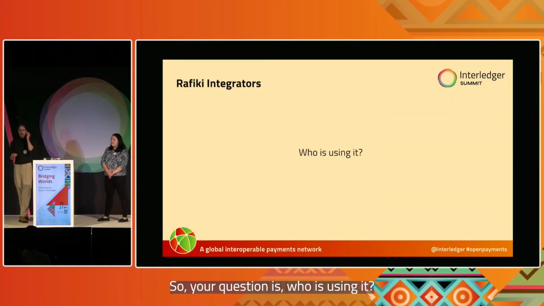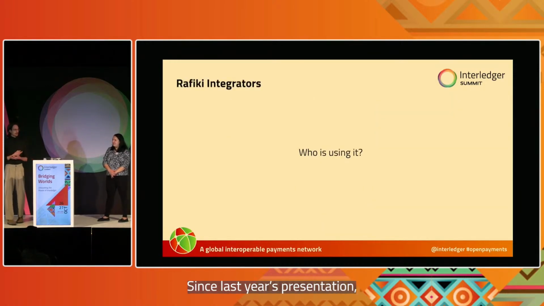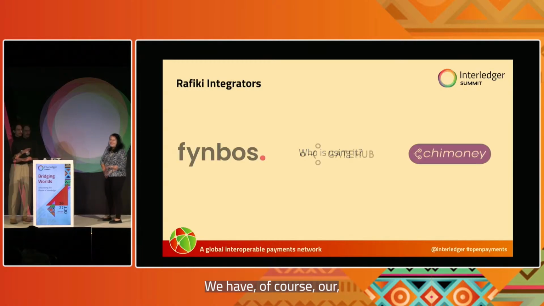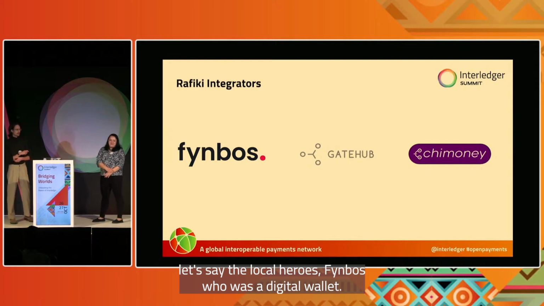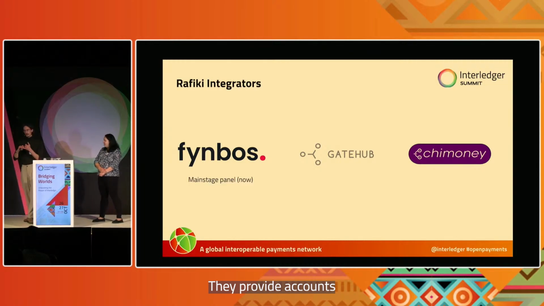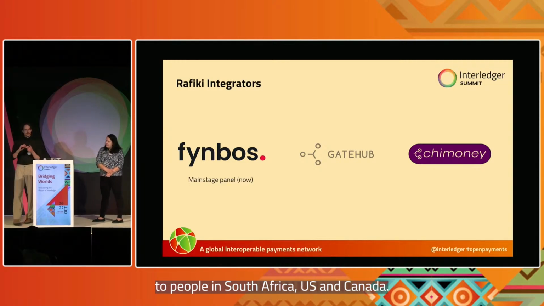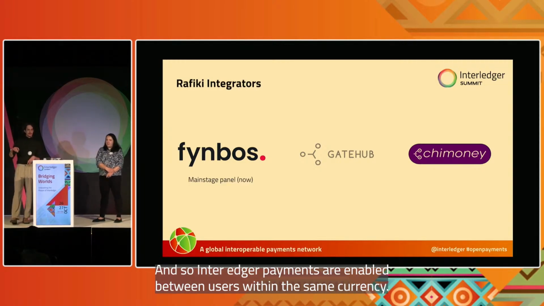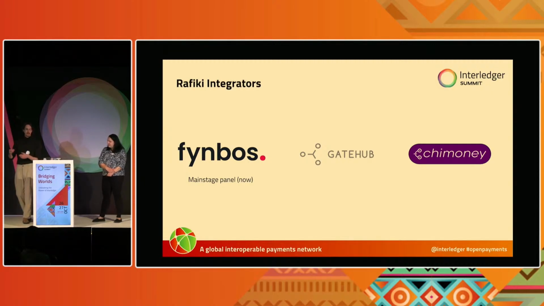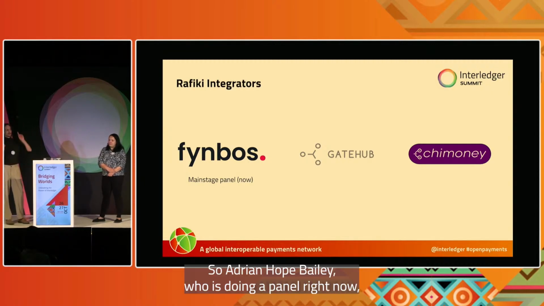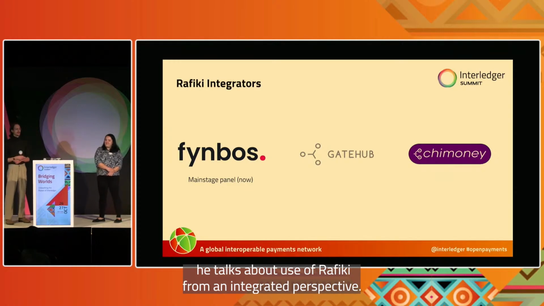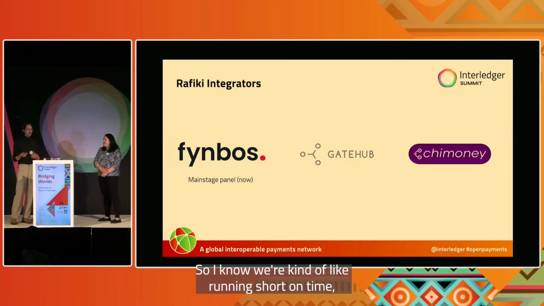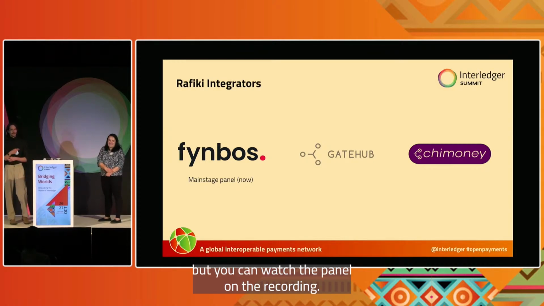So your question is who is using it? Since last year's presentation, who are the integrators running in production? We have, of course, the local heroes, Fambos, a digital wallet. They provide accounts to people in South Africa, the US, and Canada, and Interledger payments are enabled between users within the same currency. Adrian Hope-Bailey, who is doing a panel right now, talks about the use of Rafiki from an integrator perspective. I know we're running short on time, but you can watch the panel on the recording.